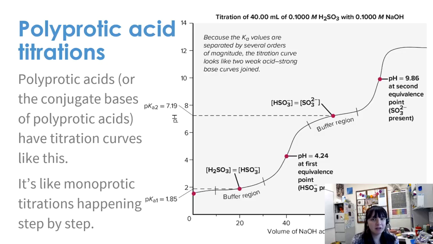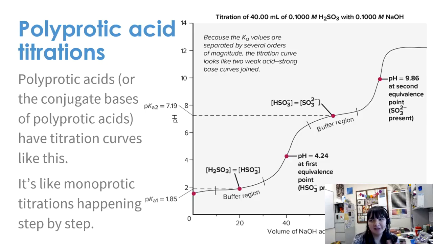Now, the reason that we have these two equivalence points and these two midpoints is because remember that when you have a polyprotic acid, it's like you have basically two acids, two protons coming off in sequence with one another. So the first midpoint and the first equivalence point are really about the first proton leaving. The second equivalence point at the very end and the second midpoint getting there, that's going to correspond with the second proton leaving.